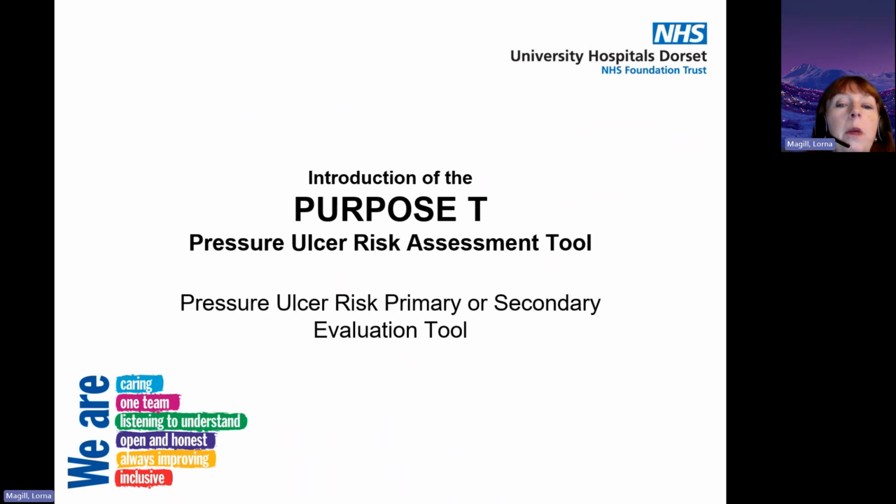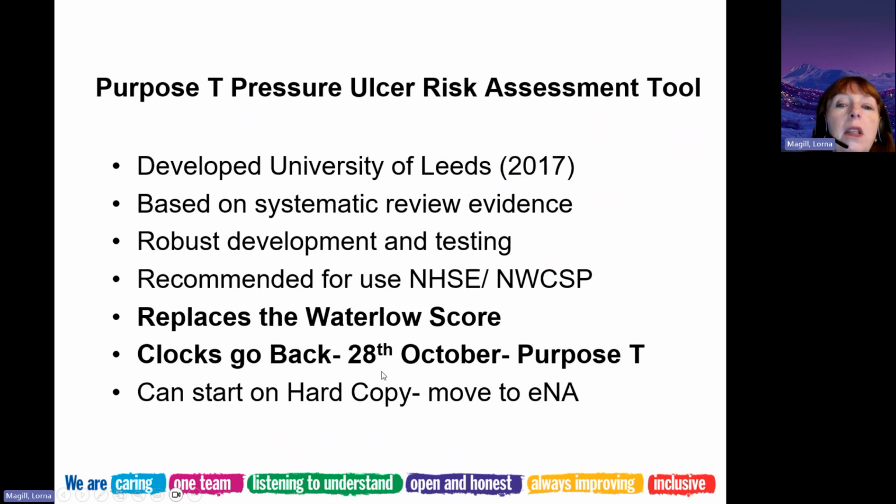So why is it called the Purpose T? It is simply an acronym for Pressure Ulcer Risk, Primary or Secondary Evaluation Tool. The Purpose T was developed in the University of Leeds, and it has been based on very high-level, robust, systematic review evidence. It has been recommended for use throughout the National Health Service in England and also by the National Wound Care Strategy Programme.